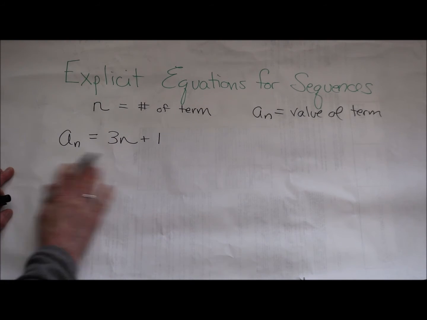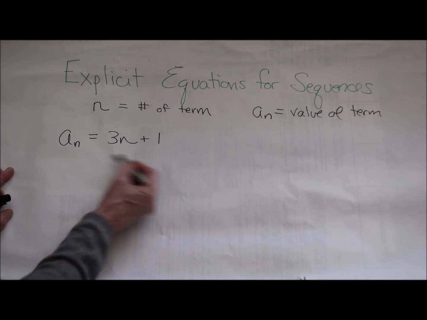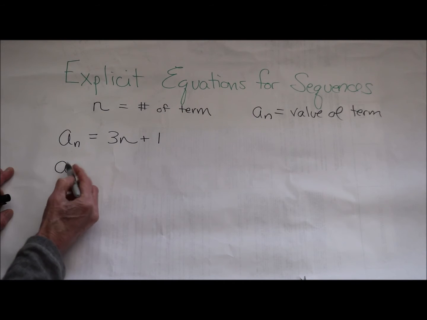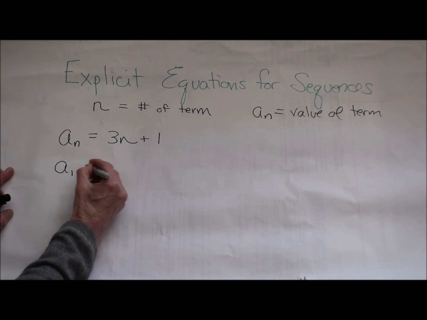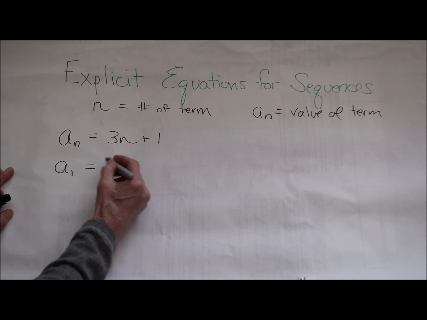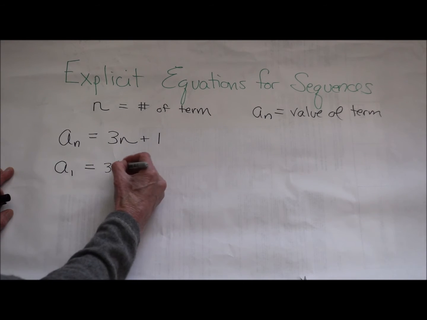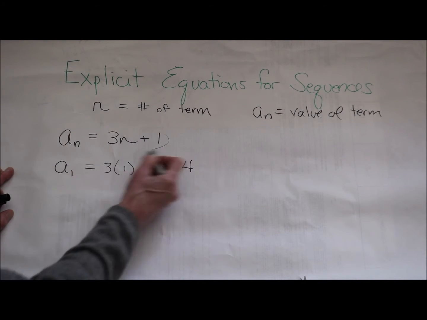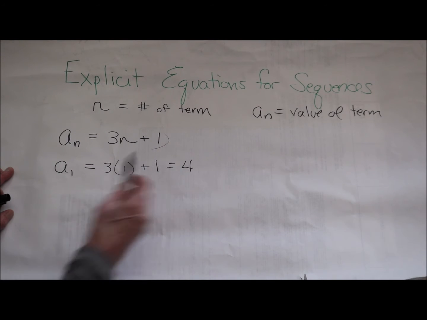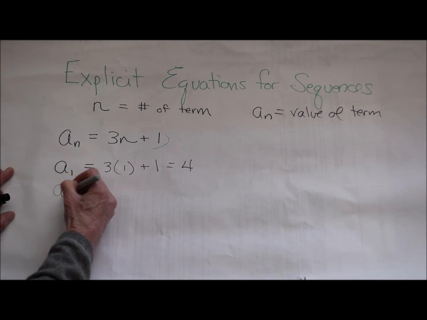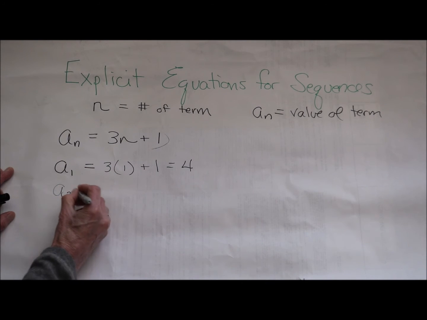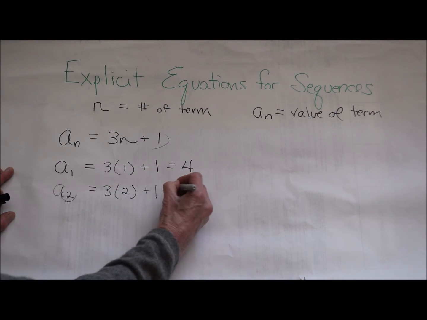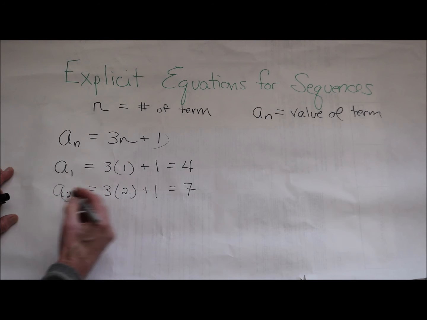Okay, so this gives me a rule that will generate each term. So for example, a sub 1, my first term, is going to be, well, what do you think I substitute in for n? Yeah, I'm going to substitute in a 1 for n. So this rule, this explicit equation, tells me that a sub 1 is 4. A sub 2, well, now n is 2, so I'm going to replace that n with 2. That gives me a 7 for my second term.